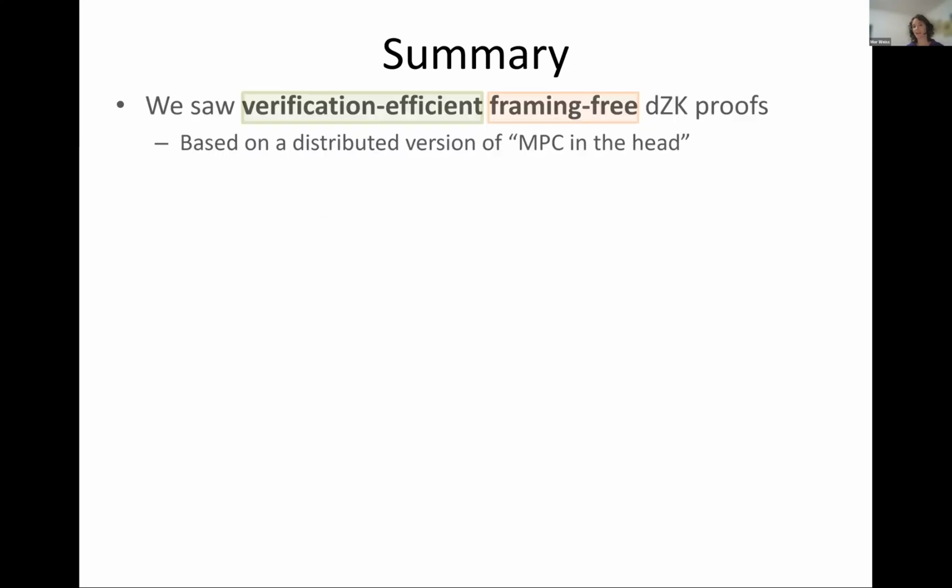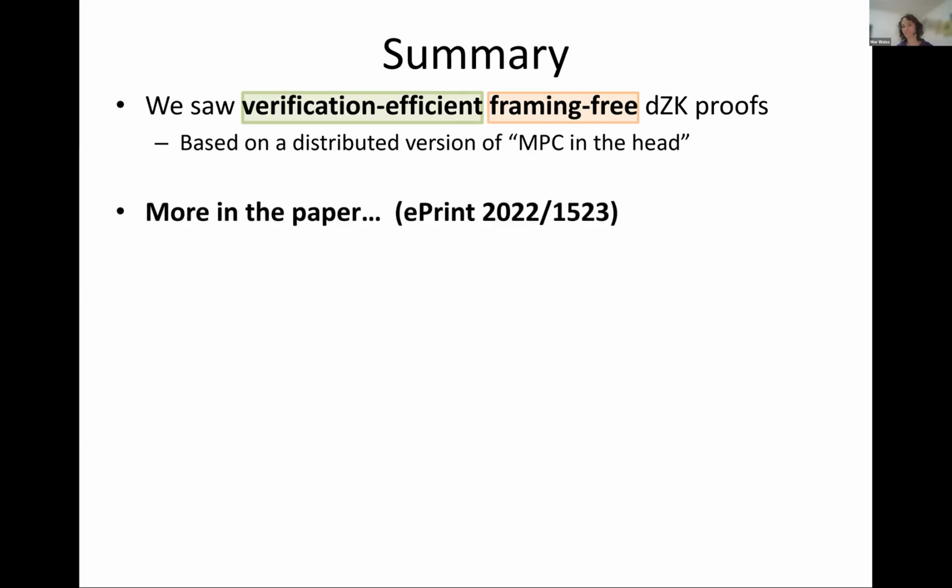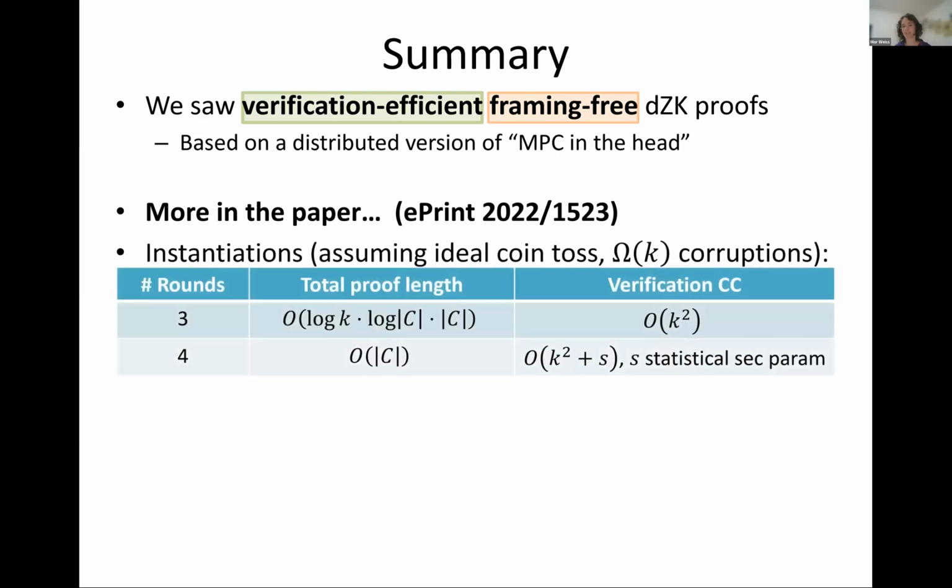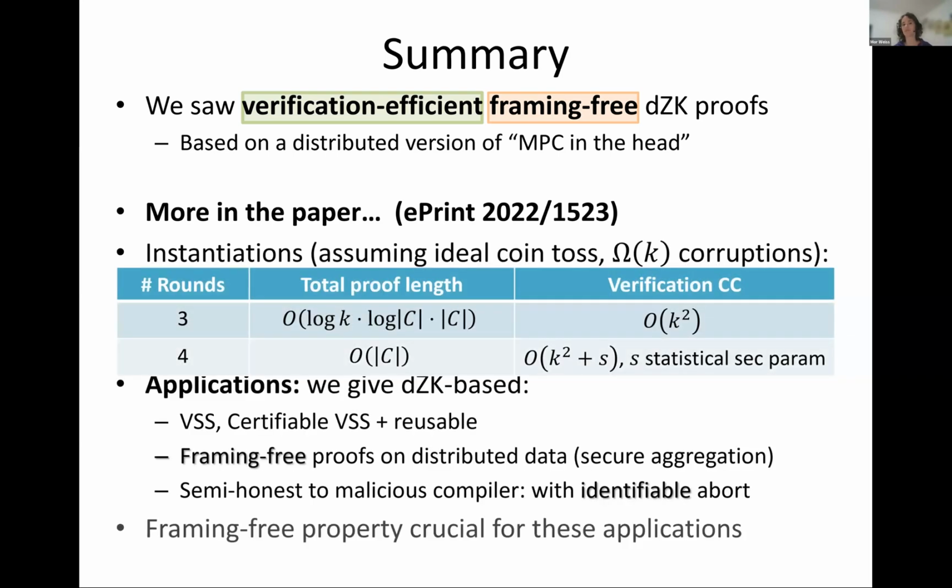So let me summarize. I showed you today distributed zero-knowledge proofs for NP that are both verification efficient and framing free. There's a lot more in the paper that I didn't have time to talk about, like instantiations and applications for which the framing free property is really essential.